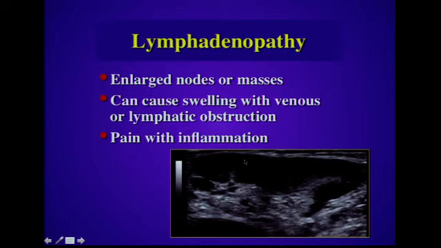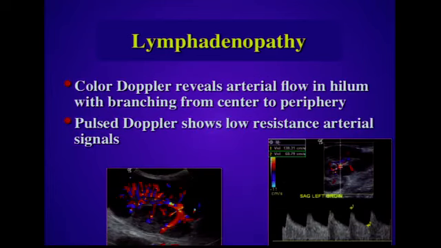Here we have a very enlarged lymph node with normal architecture where we can see peripheral hypoechoic mantle and a central echogenic hilum where the vessels will pass. Color Doppler will typically reveal arterial flow in the hilum, which we can identify right here. We see the central feeding vessel with branching from the center of the lymph node to the periphery. If we sample these vessels with pulse Doppler, we typically will see a low resistance arterial pattern. Now, this pattern doesn't necessarily distinguish between inflamed or malignant lymph nodes, so it's not a discriminating feature.